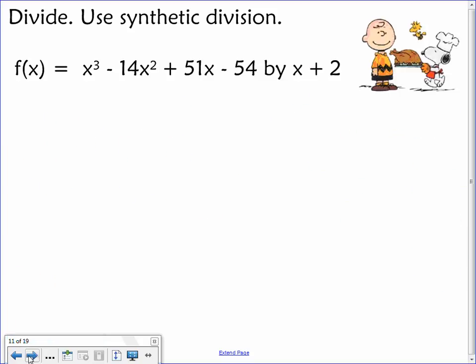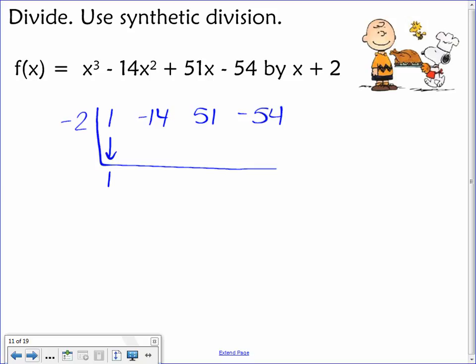Let's try some more. All right, so use synthetic division. So let's set it up. What are we dividing by? Good, negative 2. Is anything missing first? Any zeros need to fill in? No, we got x cubed, x squared, x number. So we're okay. So 1, negative 14, 51, negative 54.